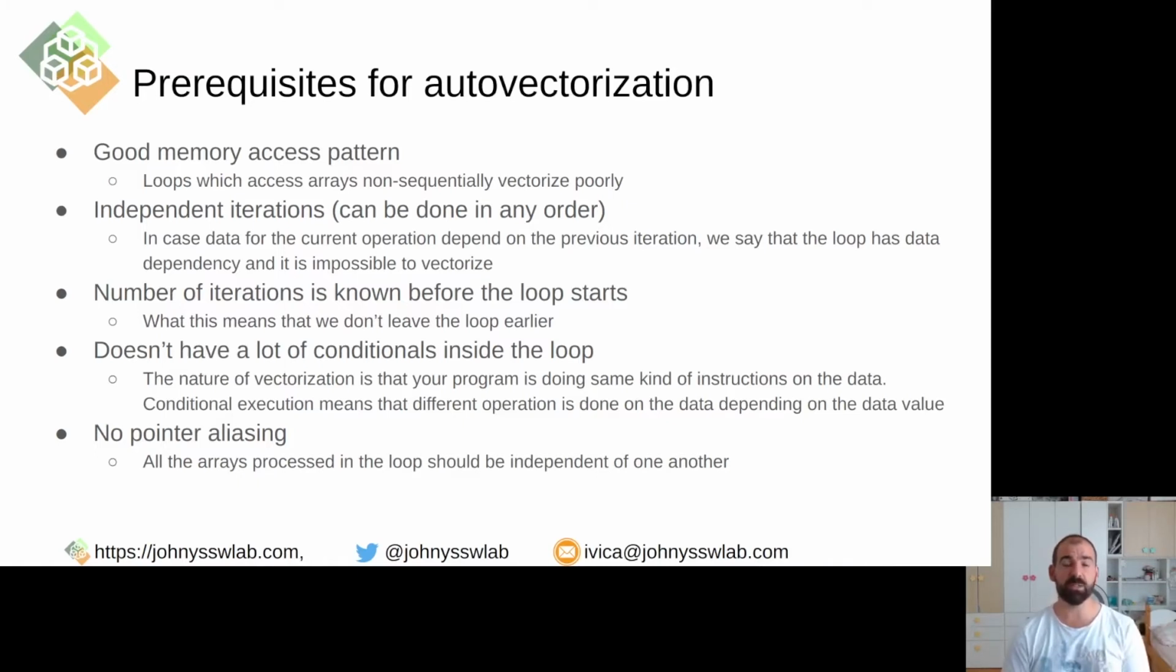Last thing is there should be no pointer aliasing. So if you have 3 arrays A, B, C and you're processing a loop, pointer aliasing would mean that A and B point to the same piece of memory. If that is the case, then the compiler cannot auto-vectorize that loop.